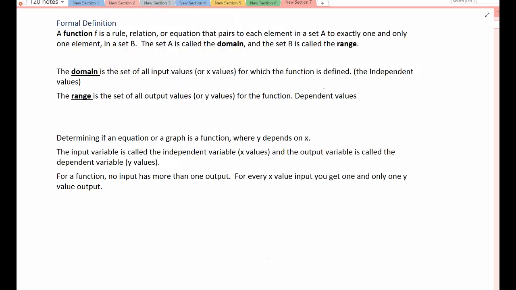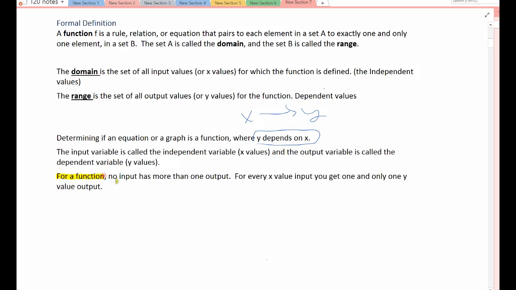Range is the output, what comes out of the function. And the range depends on what you plug in. My y values are dependent on my x values. What I plug in, I'm going to apply some rules to it, and so what I get out depends on what I plug in. Determining if an equation or graph is a function where y depends on x. The input variables are your independent, the output variables are your dependent. The biggest thing is this last line.